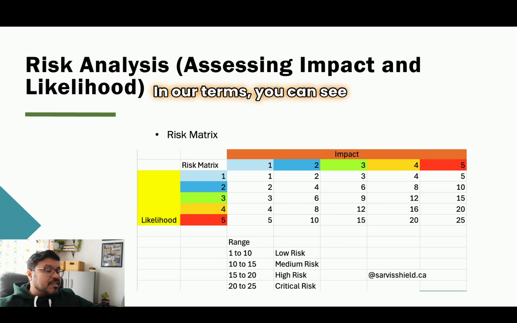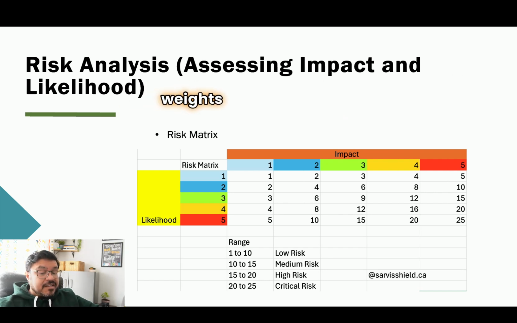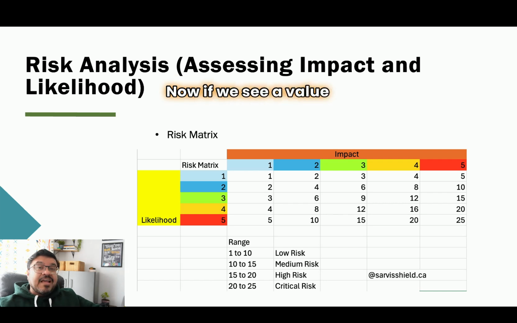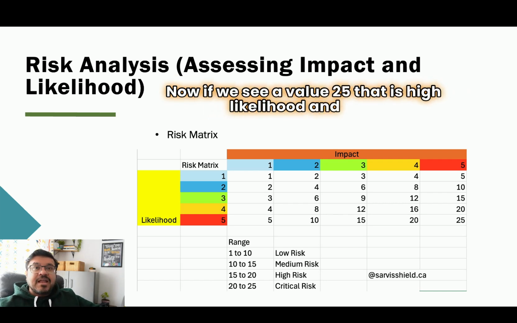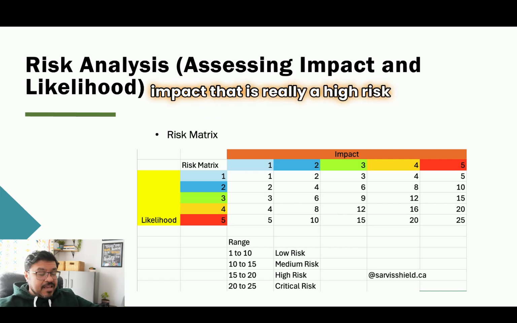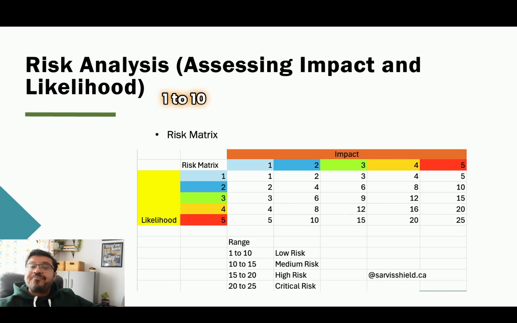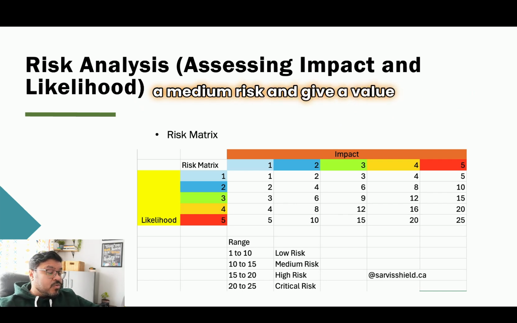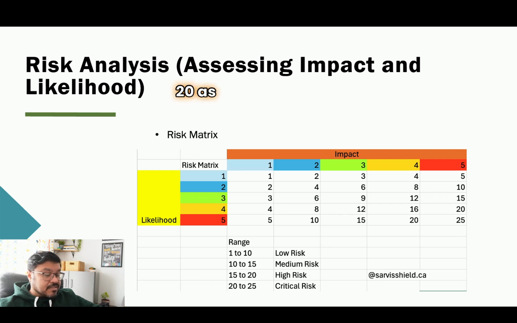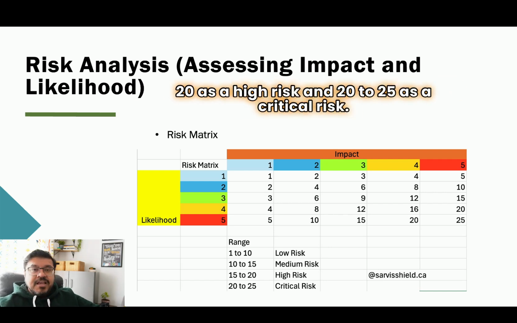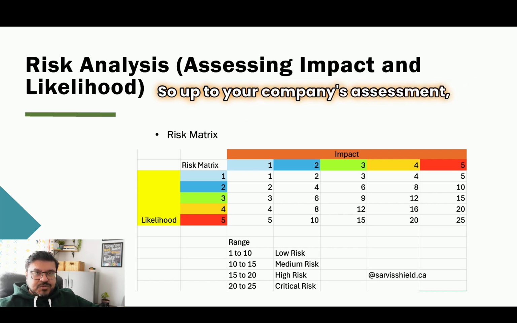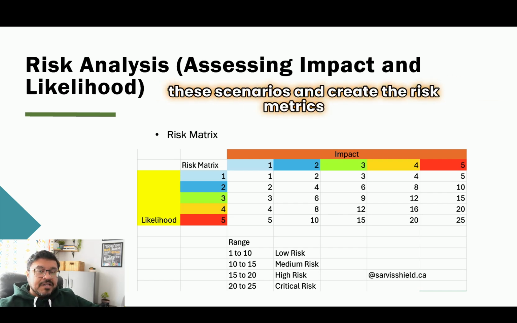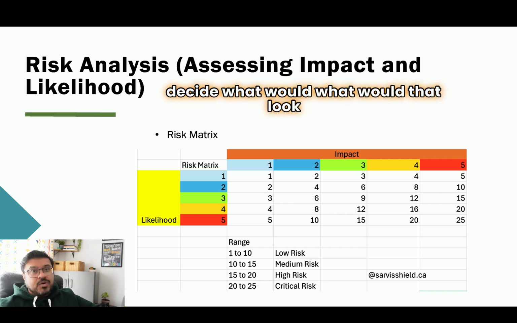In our terms, you can see the valuation is given, weights are given, that is from 1 to 25. Now, if we see a value 25, that is high likelihood and high impact, that is really a high risk. And you can have ranges like 1 to 10, give it a low risk, 10 to 15, give it a medium risk, and give a value 15 to 20 as a high risk and 20 to 25 as a critical risk. So up to your company's assessment, up to your individual team's assessment, you can create these scenarios and create the risk metrics to decide what that would look like.